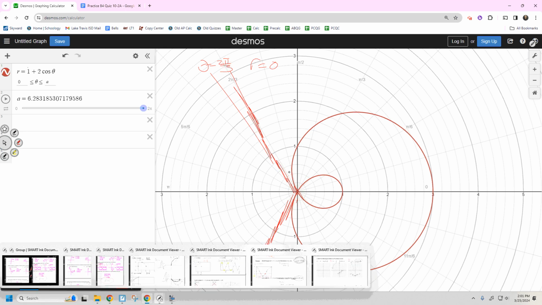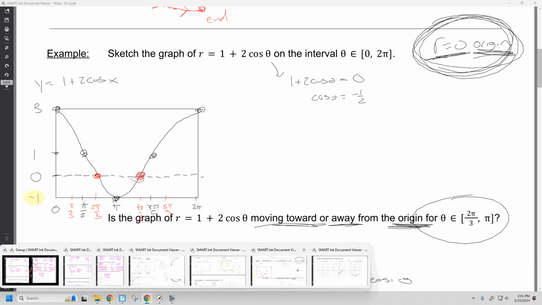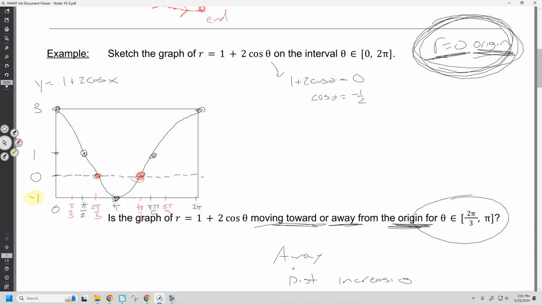Because we asked when will this equal 0? And we solved this equation. We found that half of my amplitude, which is 2, will give me 1 or -1. This is the idea of, hey, at pi over 3, I'd have 2. At 2 pi over 3, I'd have 0. Or I solve this equation, 1 plus 2 cos theta equals 0. R equals 0 means we're at the origin.